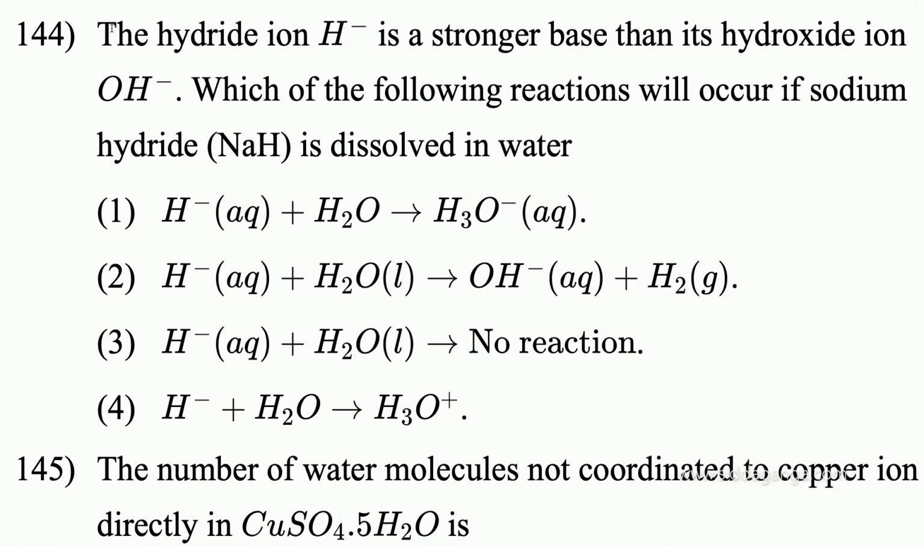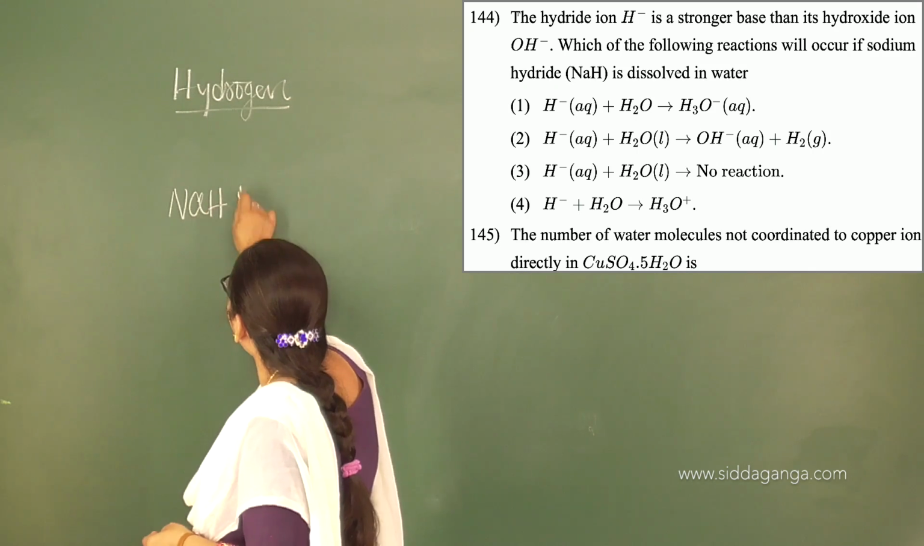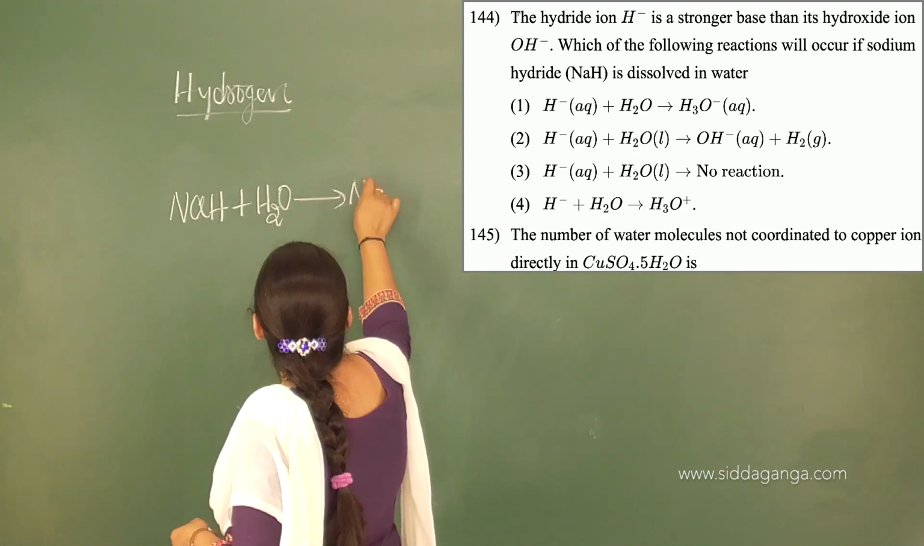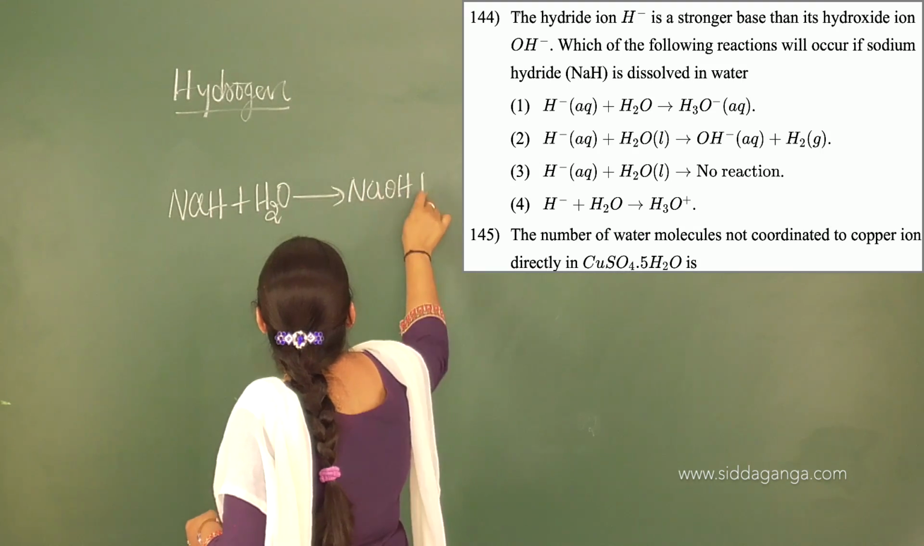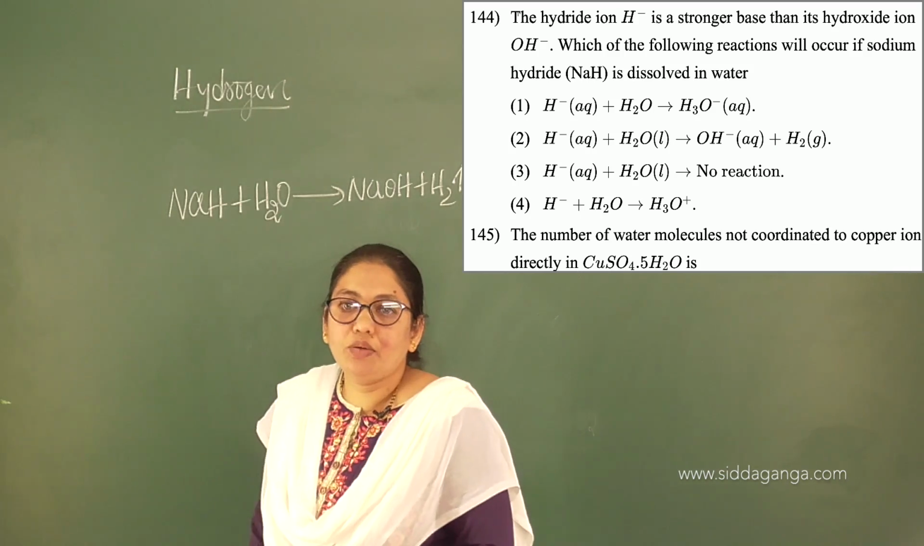Yes, the hydride ion H minus is a stronger base than the hydroxide ion OH minus. Which of the following reactions will occur if sodium hydride is dissolved in water? We discussed this one also in the properties. Sodium hydride, NaH, plus water: what will it give? It will form NaOH with the liberation of hydrogen gas.